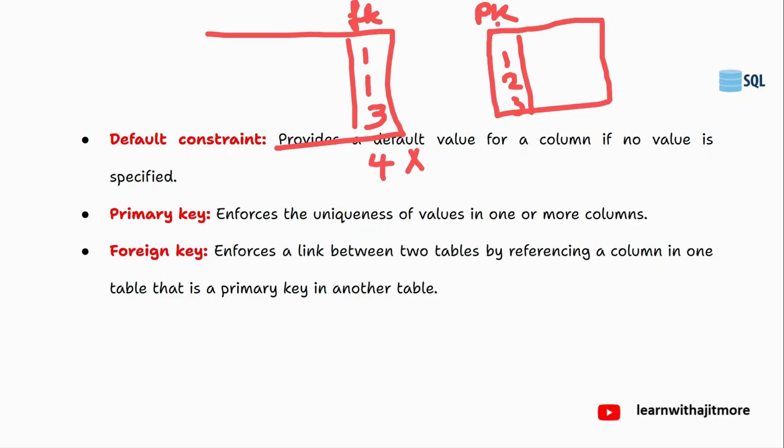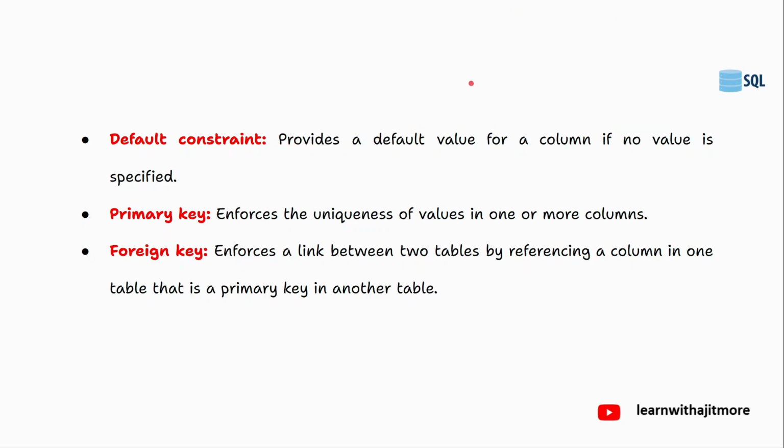Because this 4 value is not present here. So this is a child table, this is a parent table. Existence of child is because of existence of parent. Why does employee exist? Because department exists. But department exists because of employee is not necessary. Some departments may not have employees, but every employee belongs to some department.